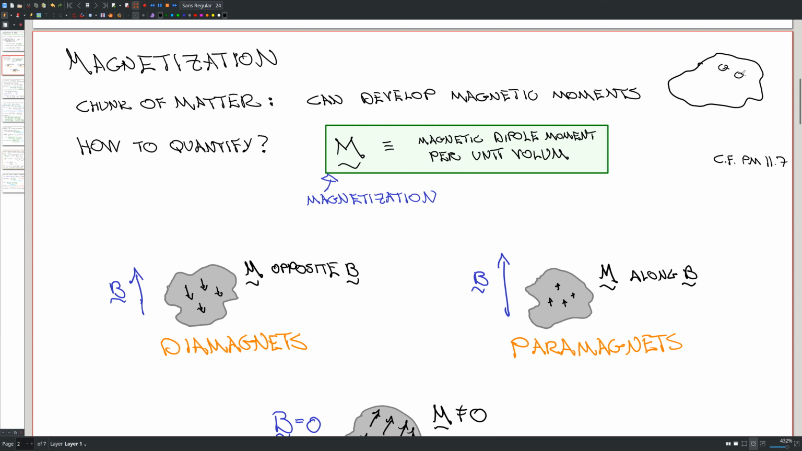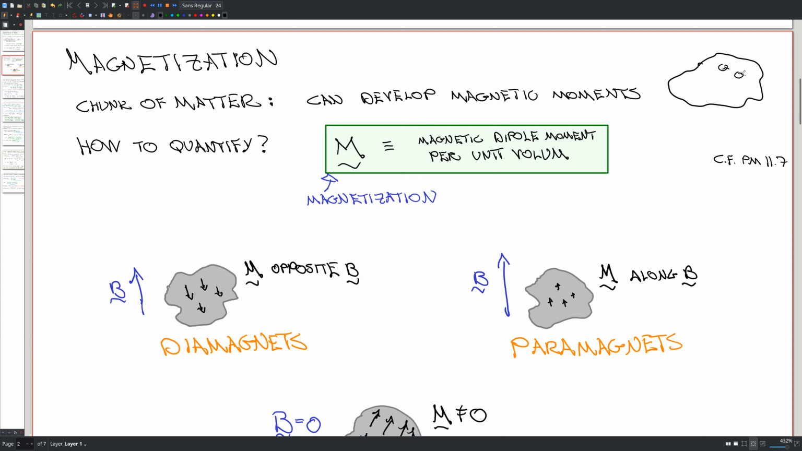Okay, so now we've come to discuss matter that produces magnetic fields, in the sense that chunks of matter can develop a certain density of dipole moments inside their bulk, thereby leading to an external field coming from that chunk of matter. So what's the idea?